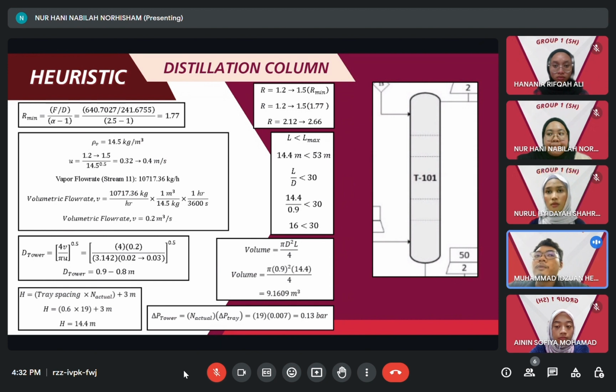From rule 13, table 11.13, the length obtained is 14.4 meter. From the diameter and length of the tower, we can calculate the volume of the tower, which is 9.1609 meter cube. From rule 14, table 11.13, the ratio of length over diameter is less than 30, which is an acceptable value. From rule 3, table 11.13, we obtain the pressure drop for the tower, which is 0.13 bar.